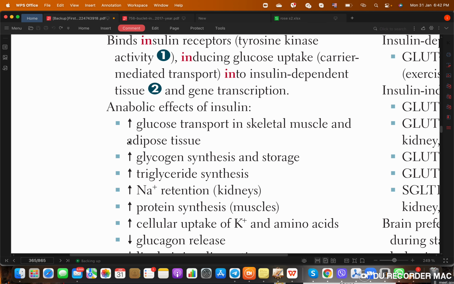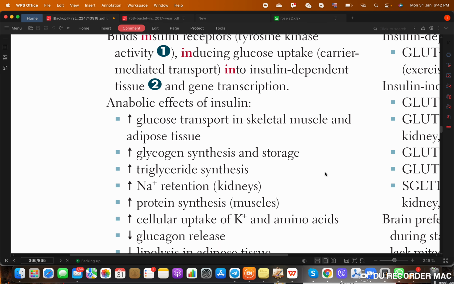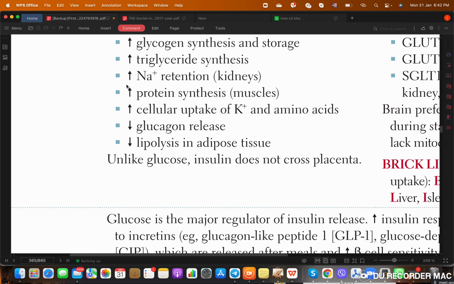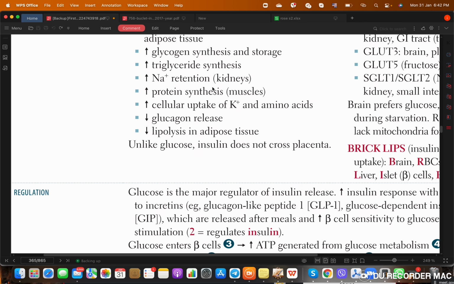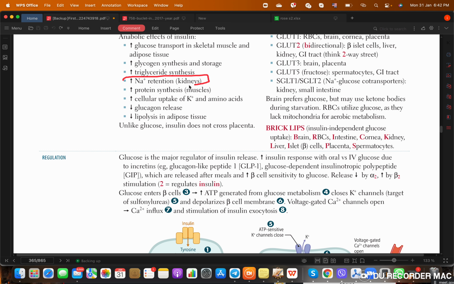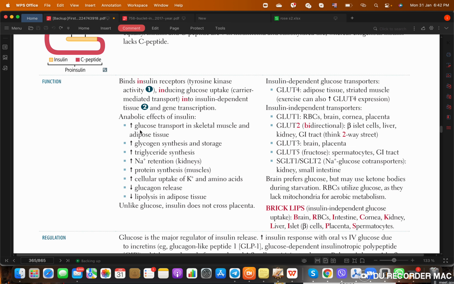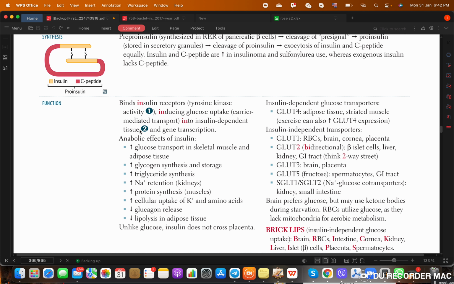Also, it helps make triglyceride for happy times. Yep. And more sodium retention in the kidney. This is actually an important thing. I will tell you why when we speak about cases of people in psychiatry. Actually, it's funny because we'll speak about this concept in psychiatry. People who inject themselves with a lot of insulin are going to become hyperosmolar because of increased sodium retention. Also, protein synthesis in the muscles, and increased cellular uptake of potassium and amino acids.